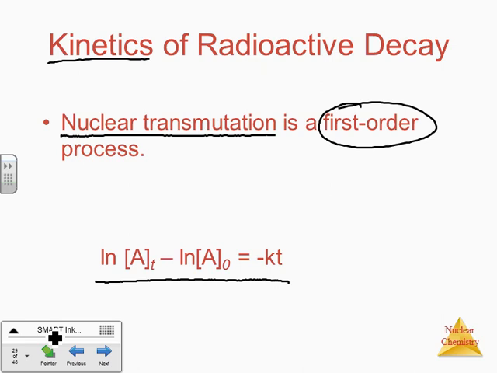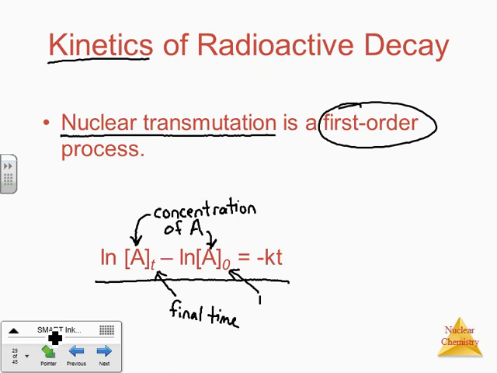So the way that you do this, you have to know what each of these things means. This A right here in brackets stands for concentration of A. And in these reactions, concentration can be measured in a lot of different ways. So we'll get to some examples of that. But concentration of A at time t, okay? And that's kind of like your final time, or your time at the end, okay? And then this is concentration of A at time 0, or initial time.